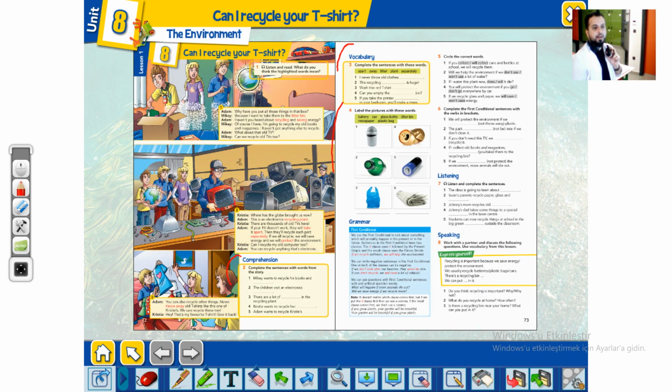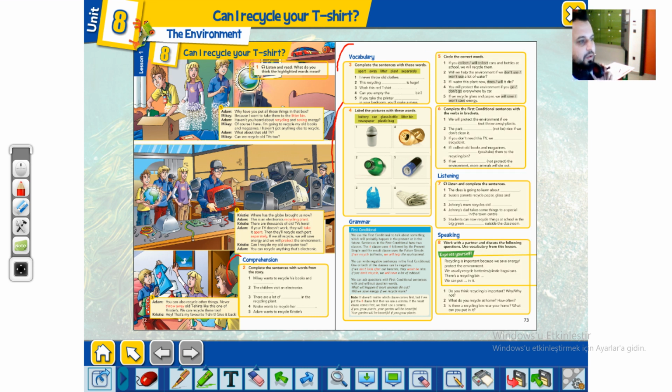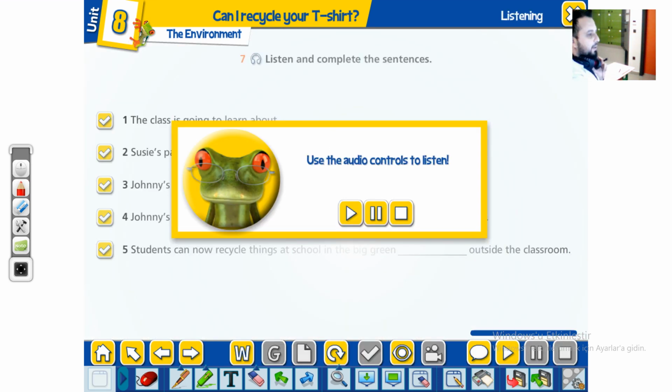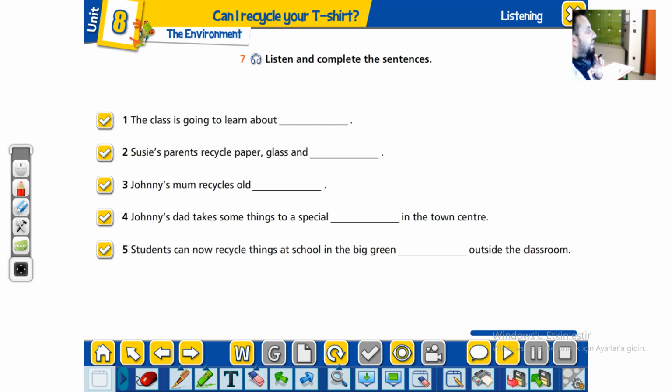Okay. We don't need to skip this. In listening parts, please listen carefully, and after that we are going to check it again.